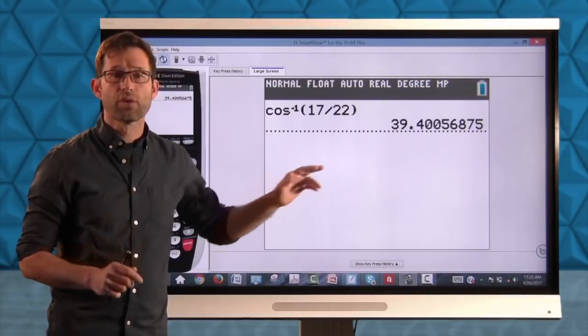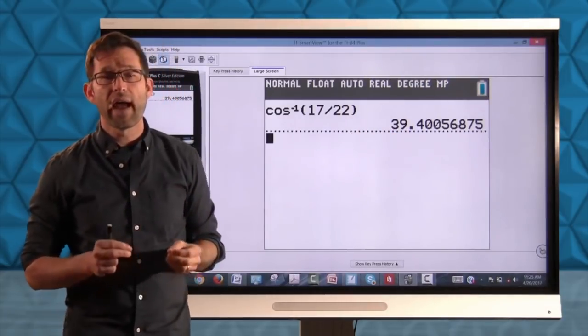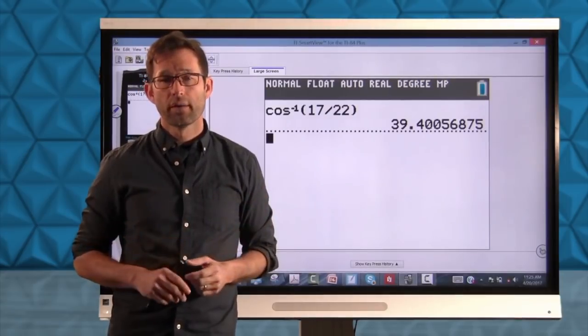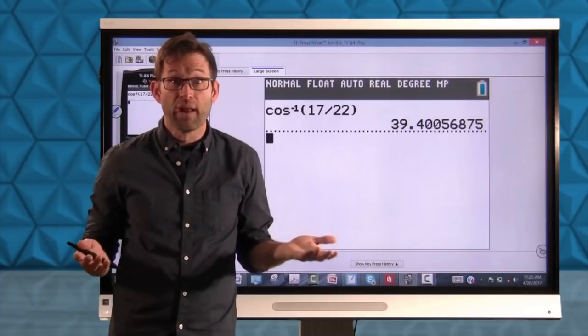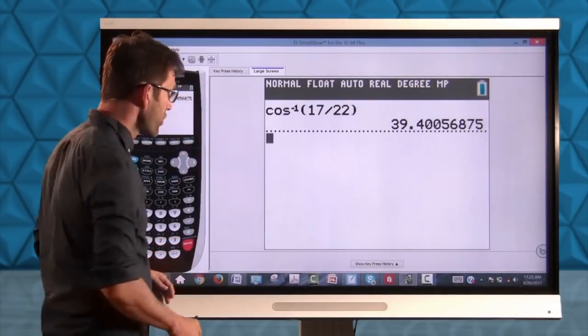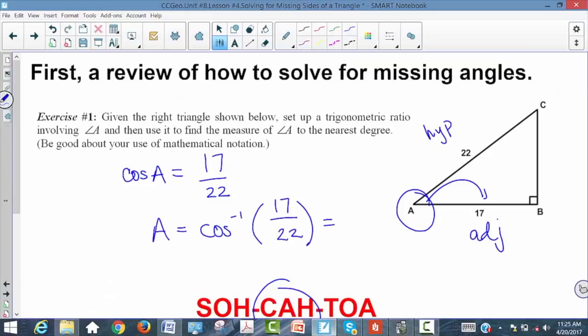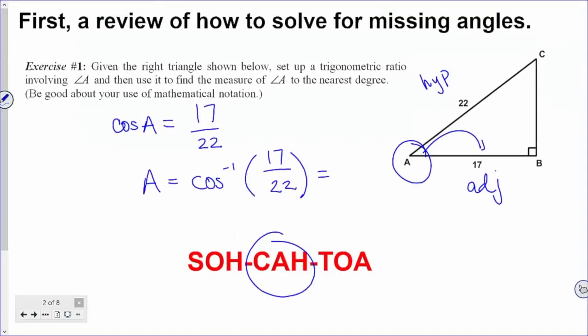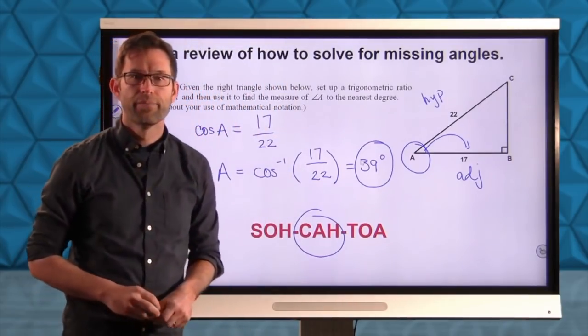If your calculator was in radians, you'd get an answer here that's in the radian unit of angle measurement, which you still haven't been exposed to. I was going to say you're not comfortable with because you've never even seen it. Anyway, so 39.4 degrees, I think we wanted it rounded to the nearest degree, you bet. So this is going to be 39 degrees. It was 39.4, but that would round to 39.